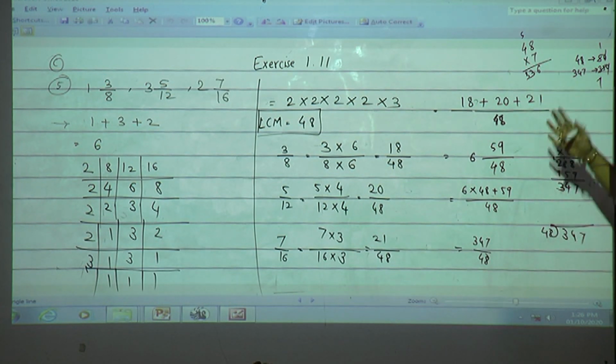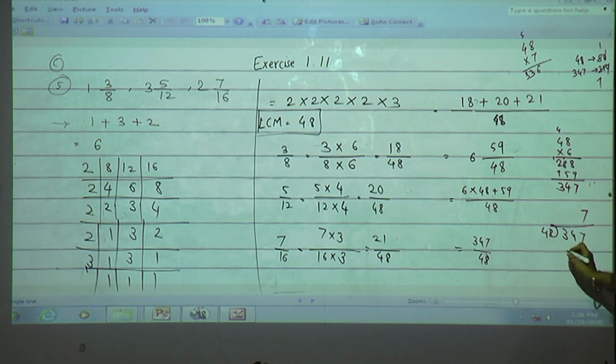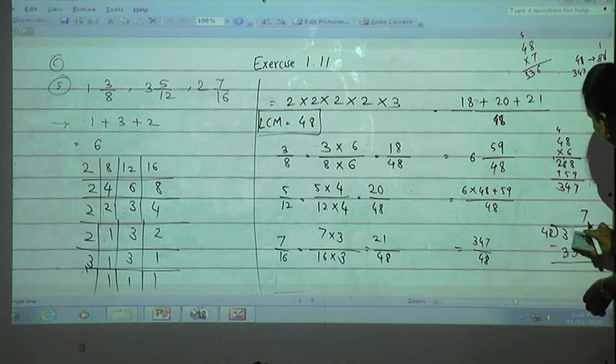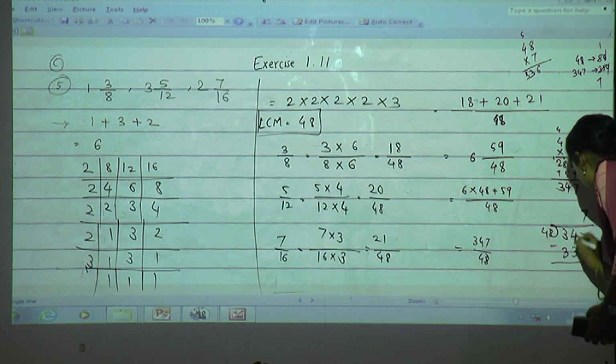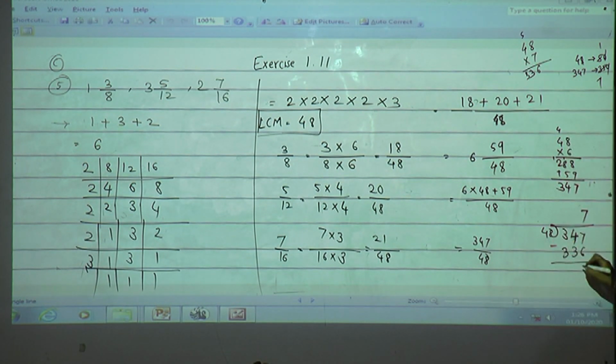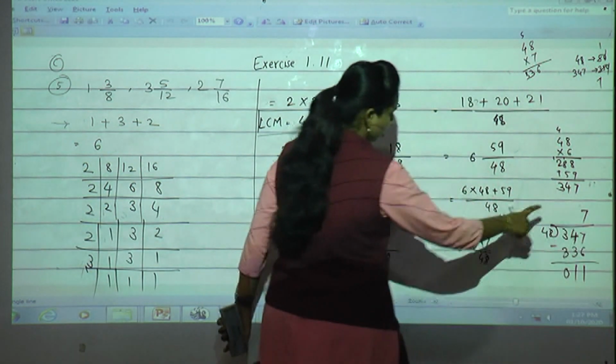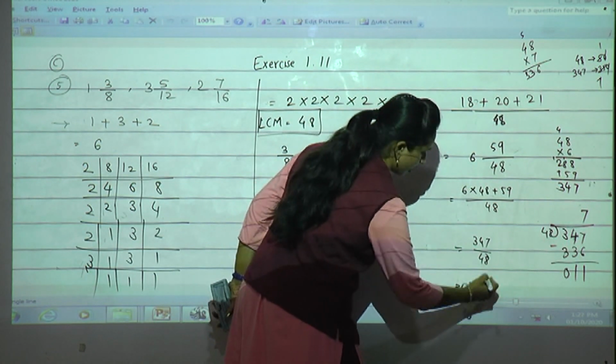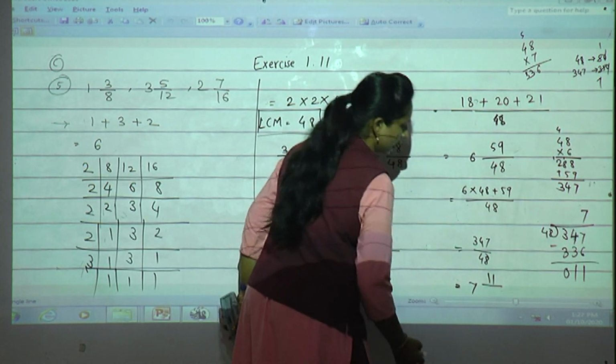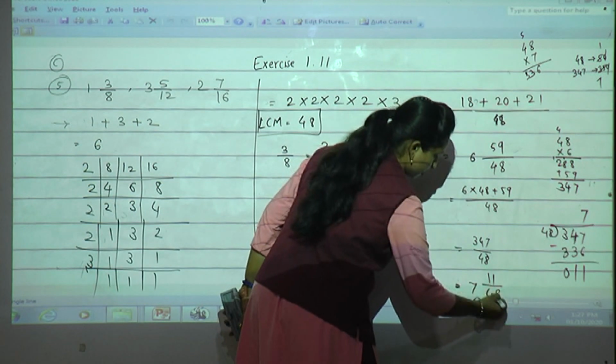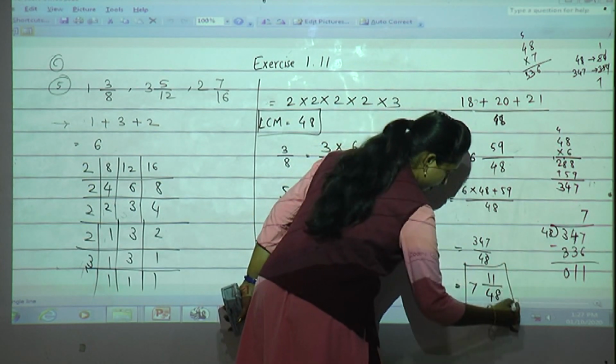If we go for the next number, it will be more than this. So 48 sevens are 336. Now do the subtraction. 7 minus 1 is 6, 4 minus 3 is 1, so 11. So what is the answer here? The quotient is 7 and the remainder is 11 and the denominator is 48. This is the answer.